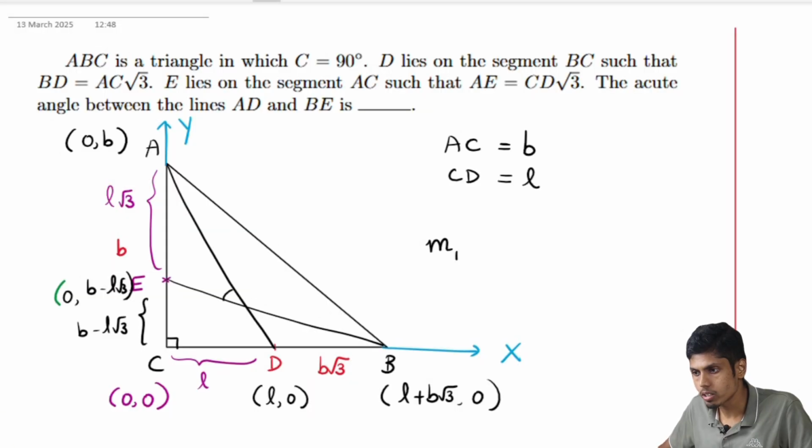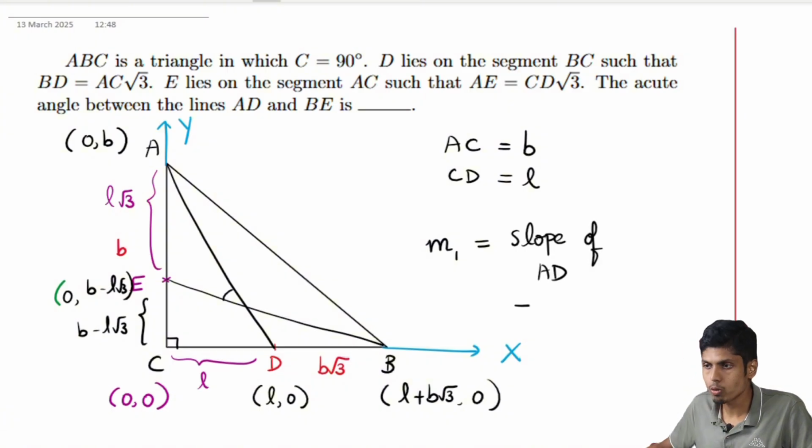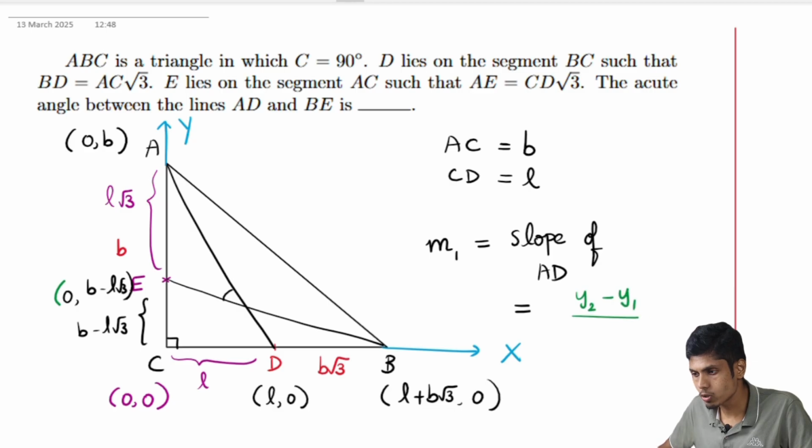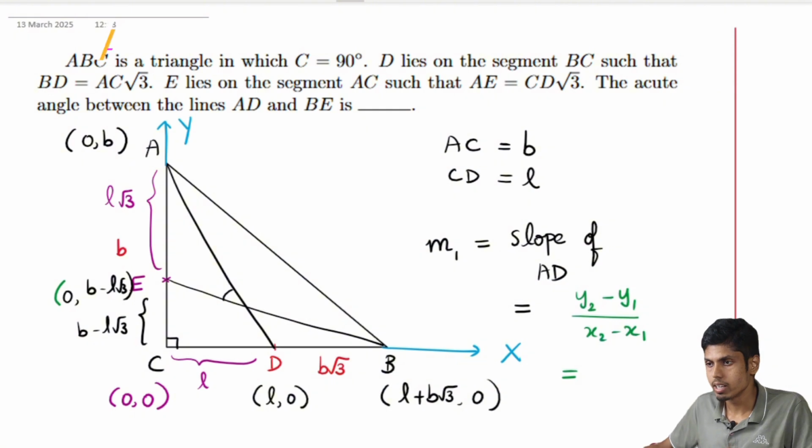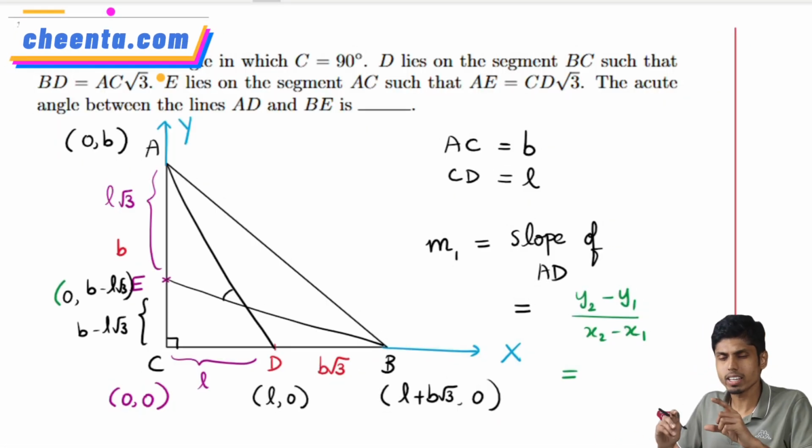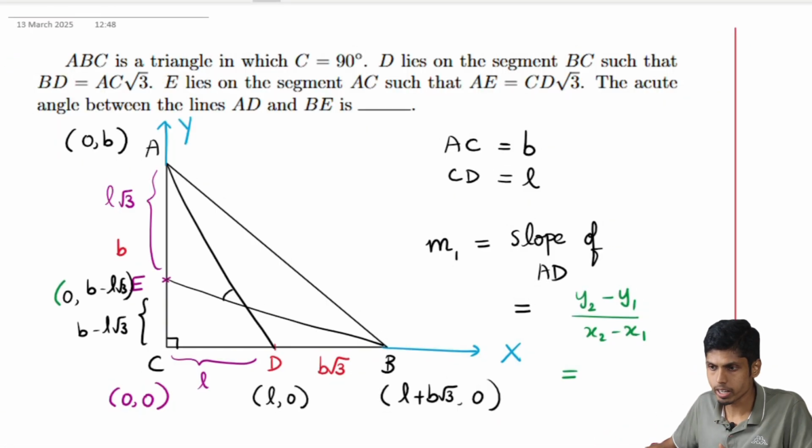Let M1 denote the slope of AD. And how to compute the slope? It is nothing but y2 minus y1 by x2 minus x1. The difference in y coordinate by the difference in x coordinate gives us the slope. This is because tan theta is opposite by adjacent, and you take two points on a line, x2, y2 and x1, y1. y2 minus y1 will be the opposite and x2 minus x1 will be the adjacent length for the angle subtended by it on the x-axis. This comes through the definition of tan theta, nothing logical here.